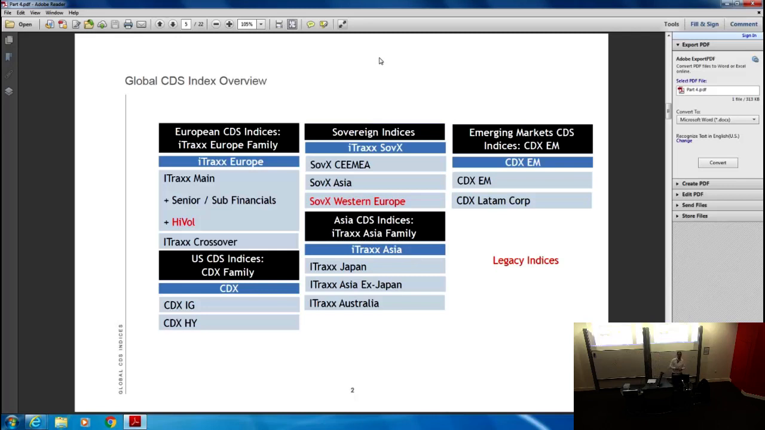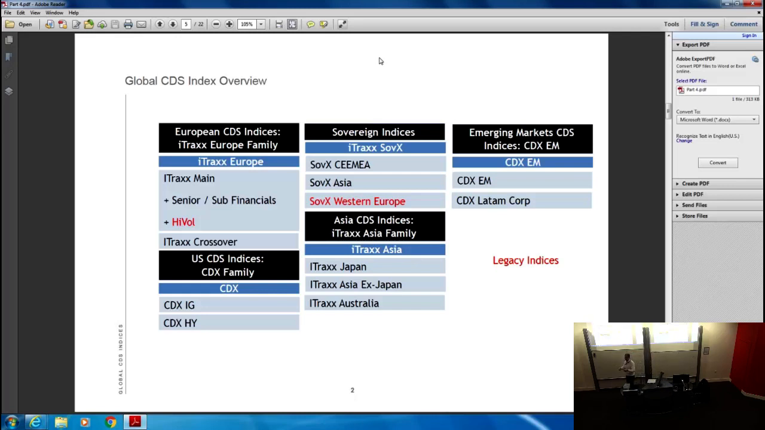iTraxx Crossover is the high yield index in Europe. It's called Crossover because when the index started back in 2004, the names that were entering it tended to be crossover names. They were downgrading, transitioning from IG into high yield. They were on the cusp, so they were called crossover names. The index is still called Crossover, but today it's very much a high yield index. The average rating on that is probably around single B flat in terms of the risk that it has.